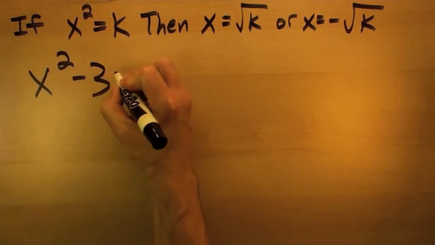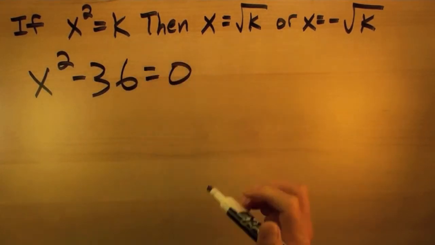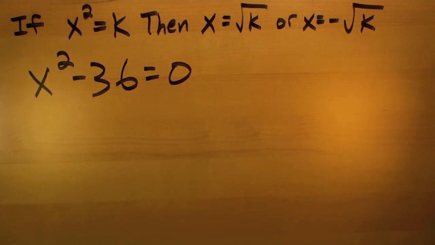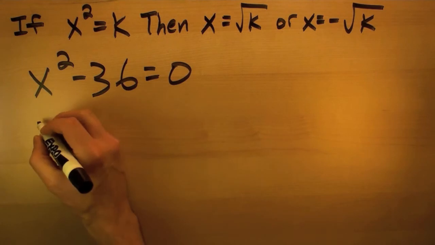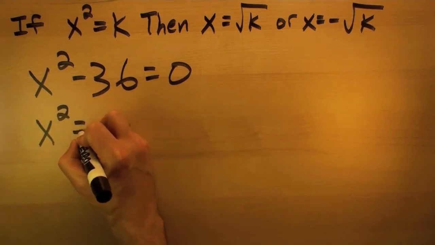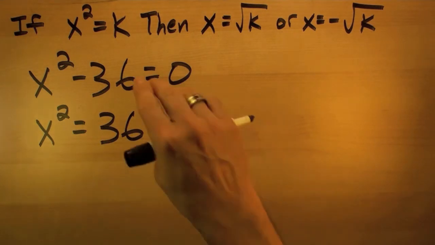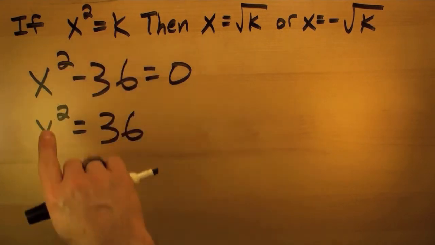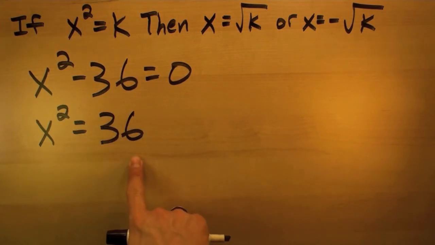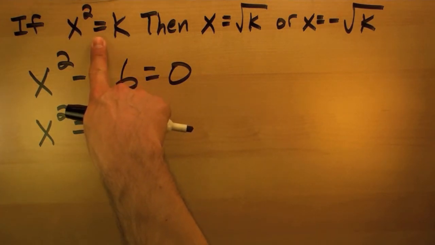So consider x squared minus 36 equals 0. Well, the first thing we want to do is isolate the x squared by adding 36 to both sides. So we get x squared equals 36. And we now have our equation in the form to which we can apply the square root property. We have x squared equals 36. That's the same form we have right here.